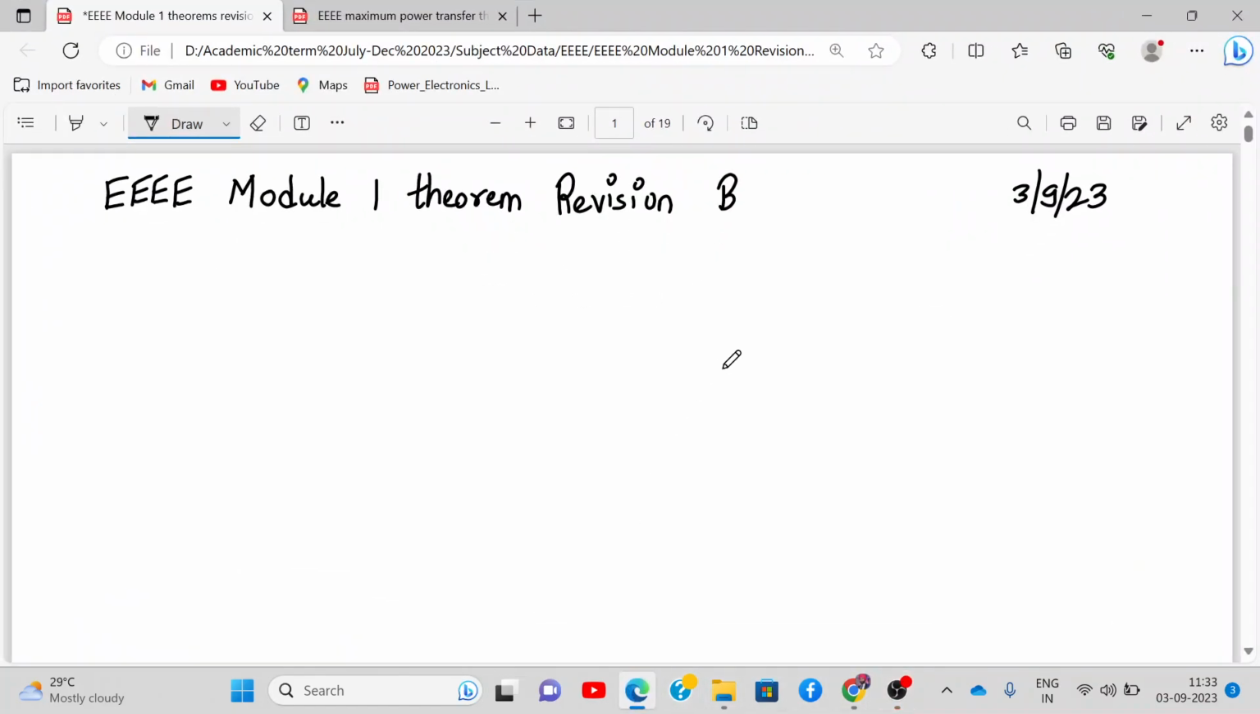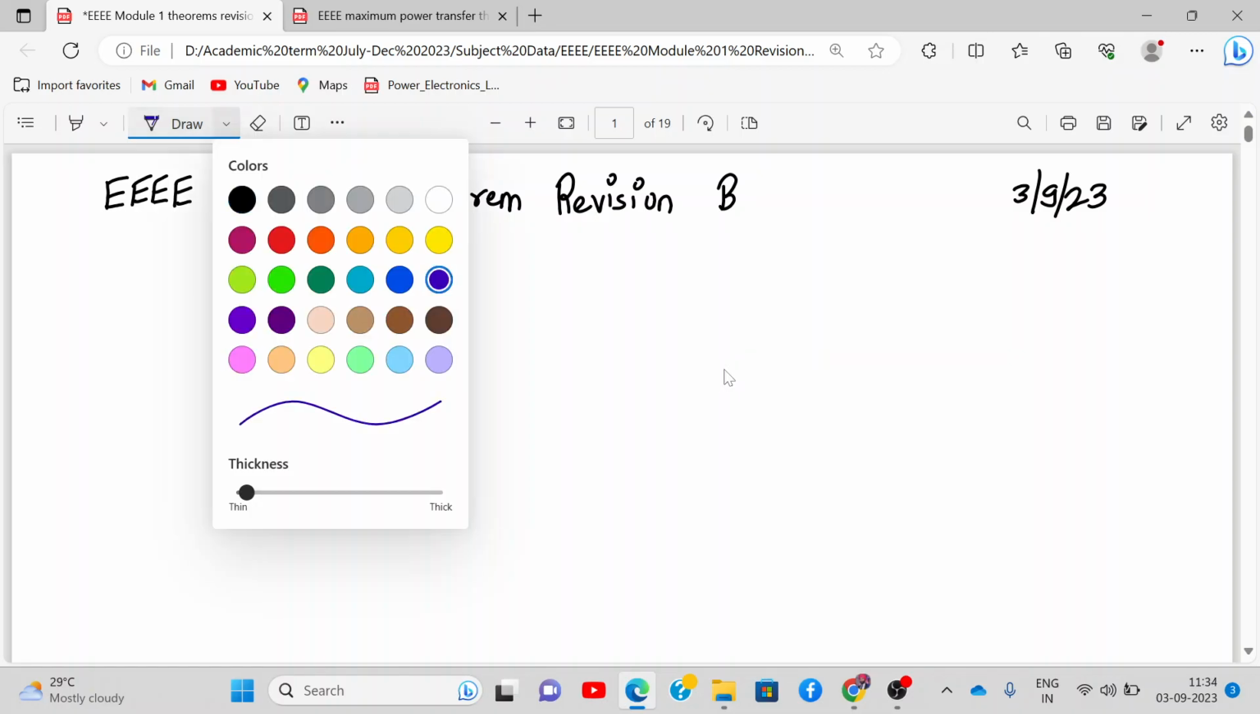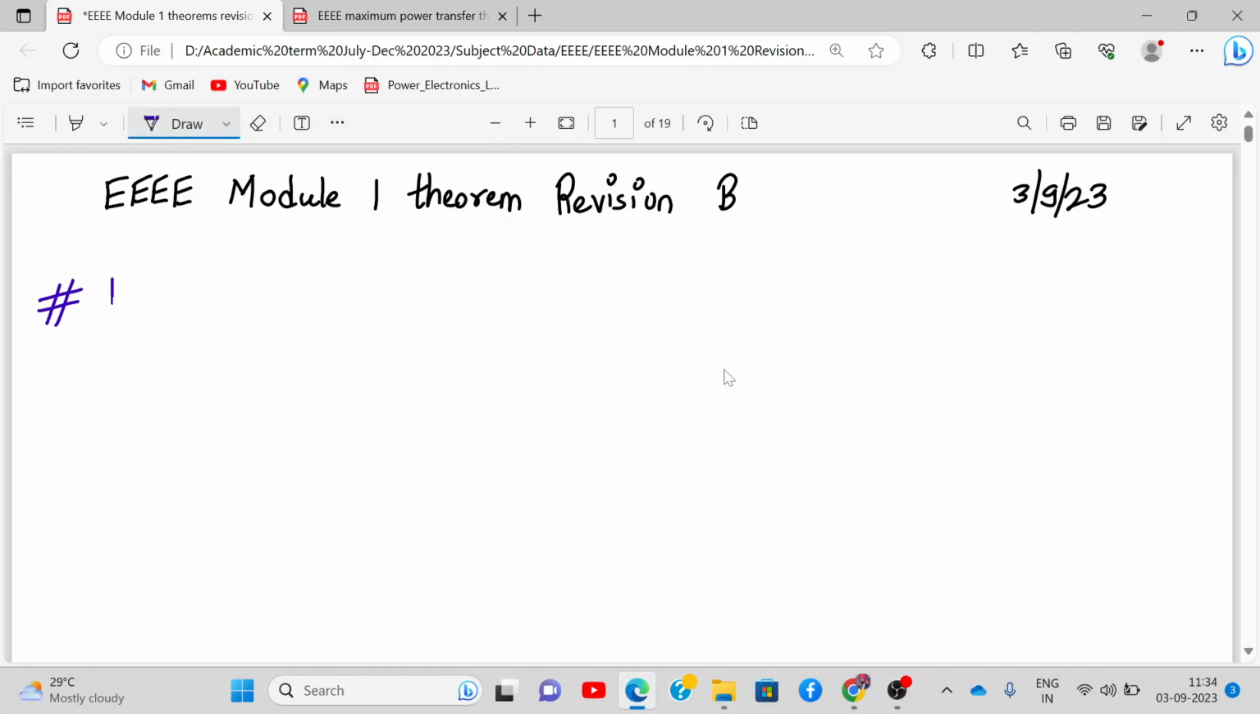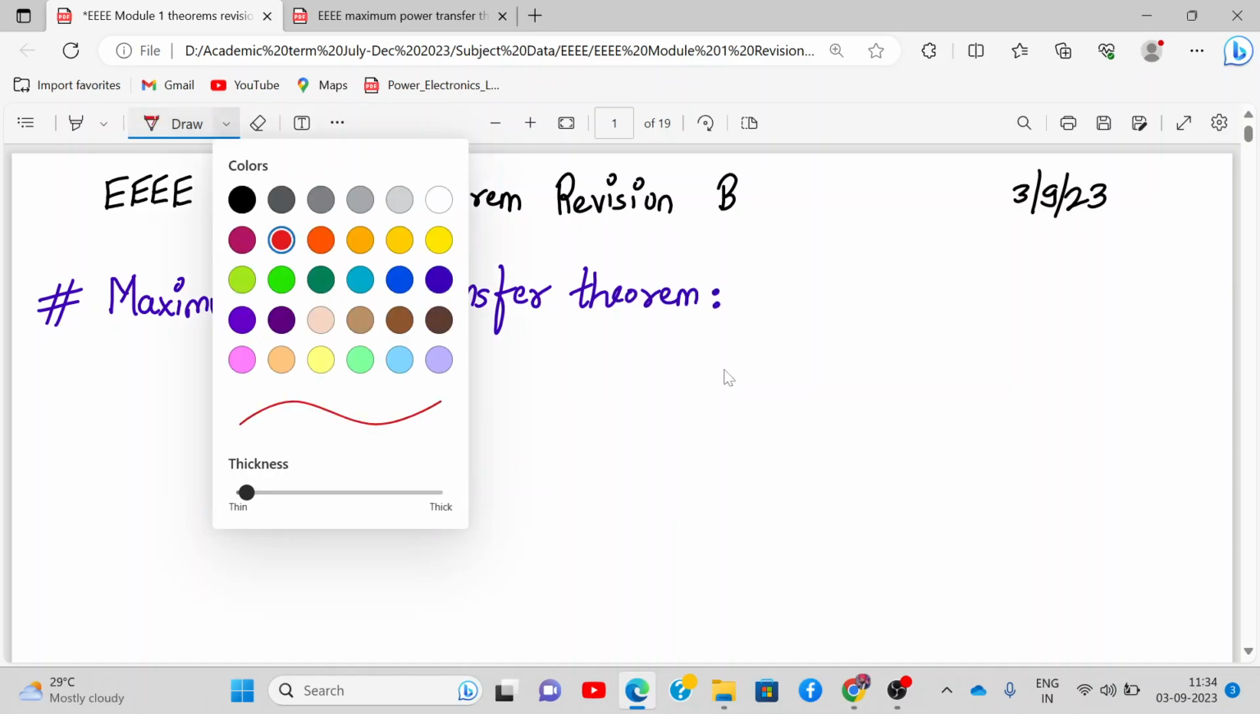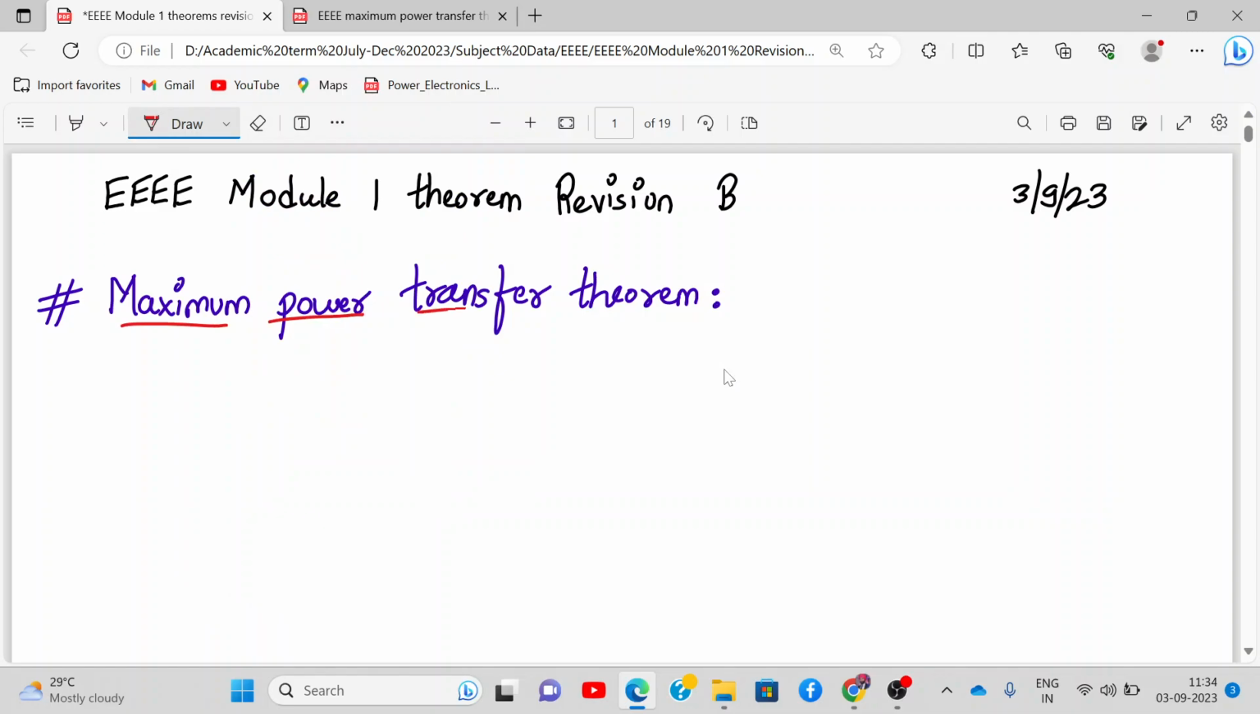Alright, so let's begin with the maximum power transfer theorem. Please write along with me whatever I'm writing over here. So write down maximum power transfer theorem. Alright, and we'll solve two numericals from each theorem, that is superposition and maximum power theorem.